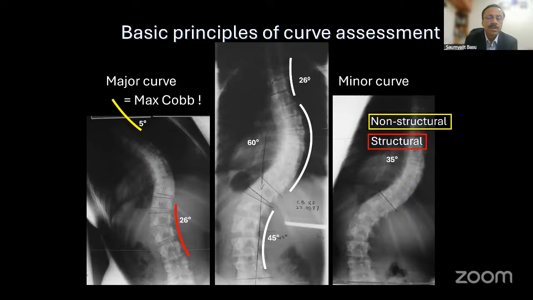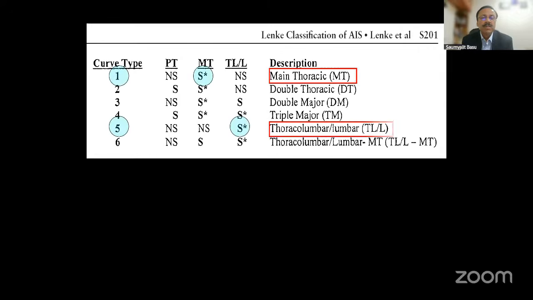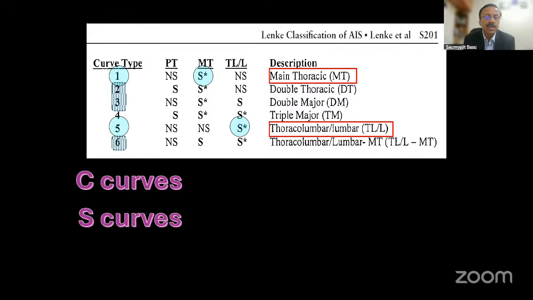And the LIV selection has to be based on the fact that you fuse the major curve as well as all structural minor curves. Now, if you look at these curve types, there are basically 2 types of curves. The C curves, which are the Lenke 1 and 5, either a major thoracic or a major thoracolumbar lumbar, and the S curves, which are 2, 3, and 6, in which there are 2 components of C's adding up to an S. And finally, there is a triple major, which is a Lenke curve type 4, which is 3% in the Lenke series.